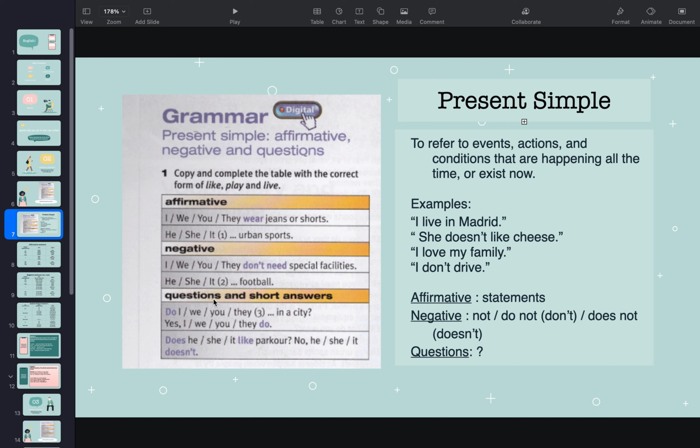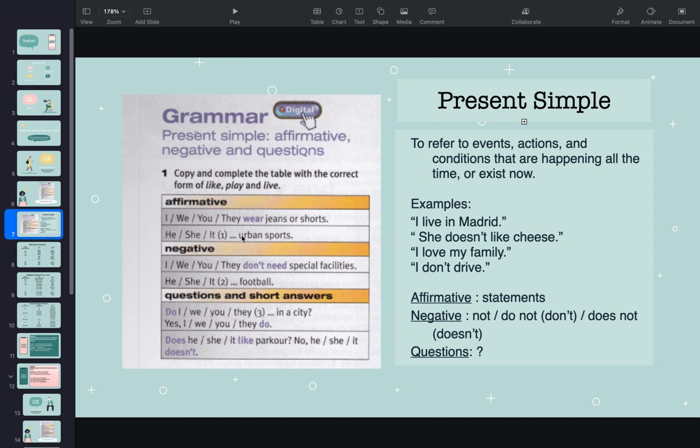Now, lastly, we have questions and short answers. Kalau questions, mesti ada soalan. There must be a question mark in a question form. Kalau kamu nak tanya soalan, mesti ada tanda soal dekat hujung ayat. At the end of the sentence, you must place the question mark. Okay. Now, jom kita tengok.